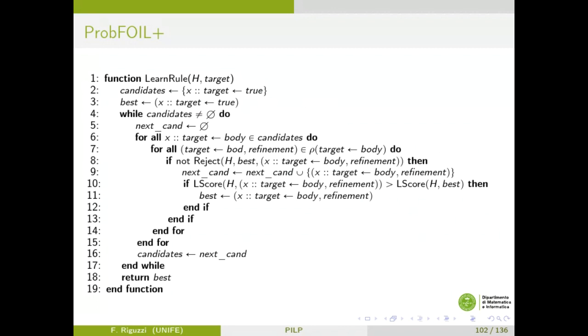The function learn rule performs a beam search as well in the space of candidates. So until the set of candidates is empty, it generates the new candidates by considering the refinements of a rule from the set of candidates. And for each refinement, we check whether the refinement has to be rejected. The refinement has to be rejected if it's not promising. Otherwise, it adds the refinement to the next set of candidates, and it evaluates the refinement according to a local scoring function. If the local score of the refinement is better than the current best, then the current best is updated.